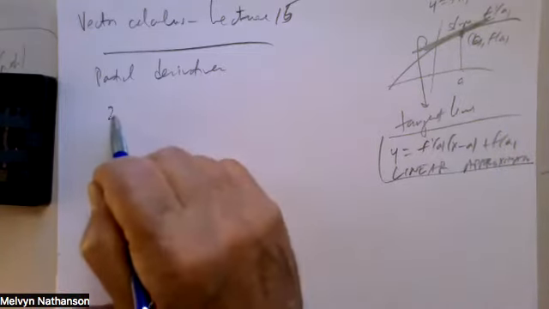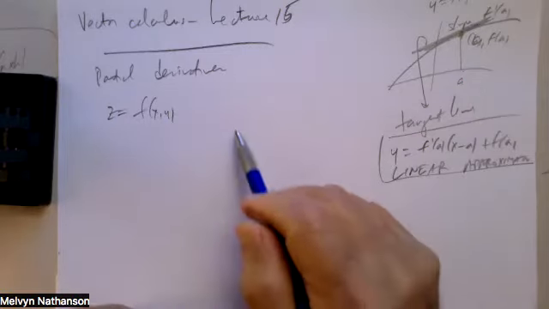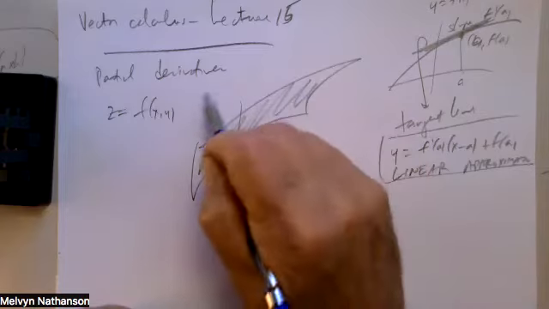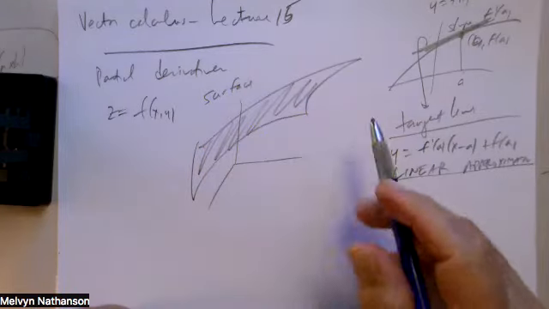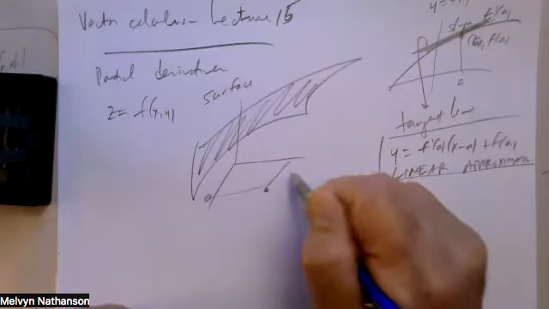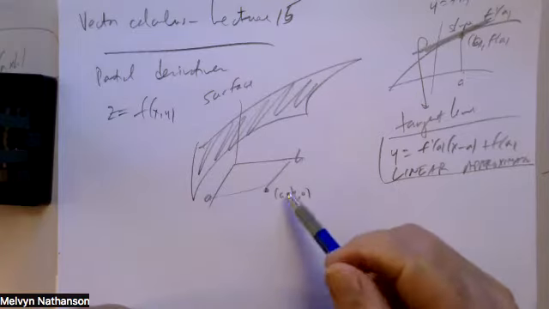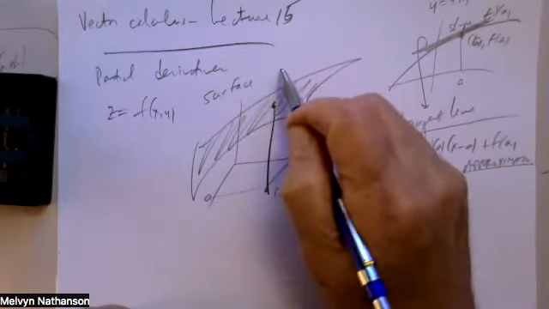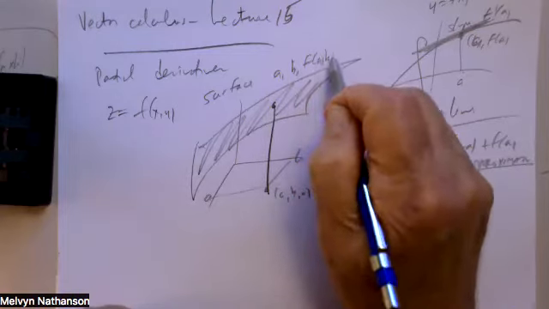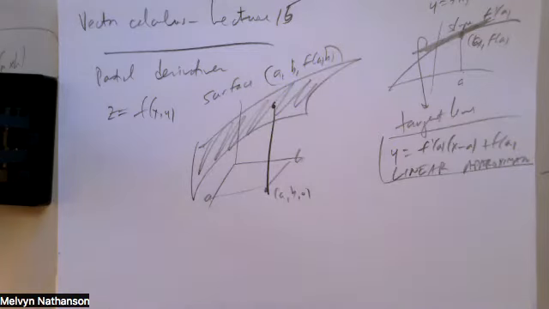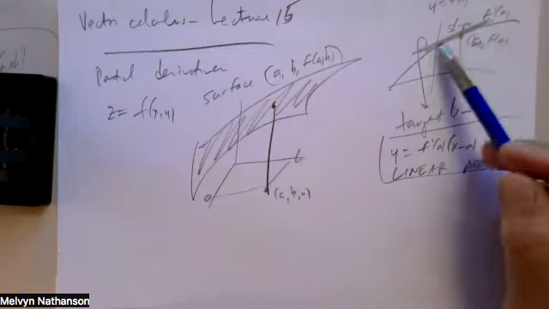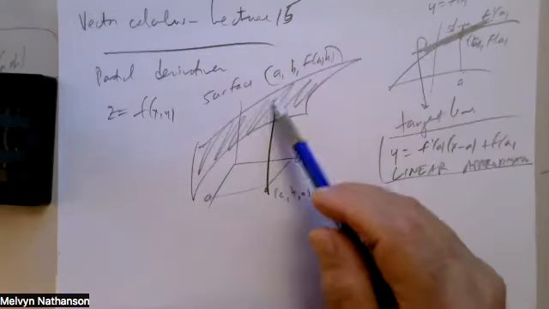Now, suppose we have a function z of two variables. So we think of that as having a graph, which is some surface in three-dimensional space. And if you take a point, A, B, in the XY plane, so its coordinates are A, B, zero, if you like, then the point on the surface has coordinates A, B, f of A, B. And you can ask, what is the analog of the derivative of the function of one variable in the case when you have a function of two variables? And what is the analog of the tangent line to a curve when you have a surface?